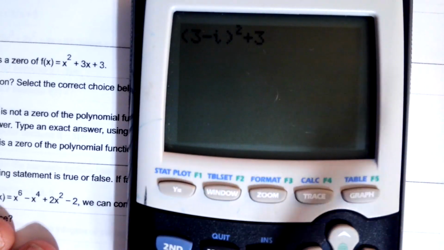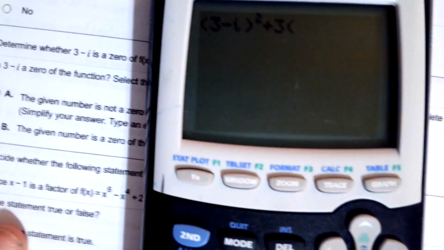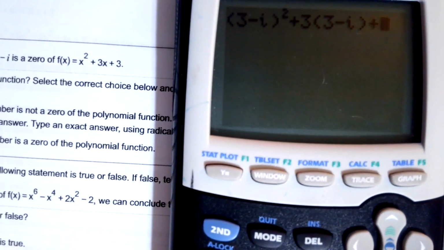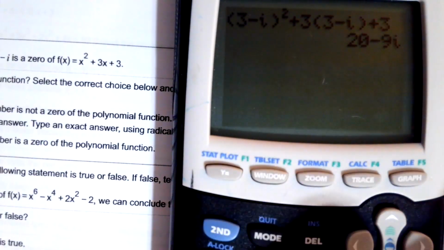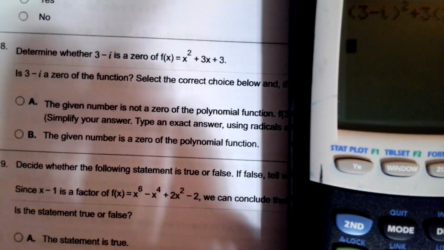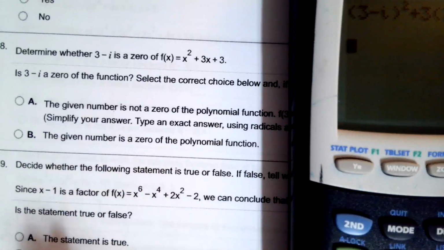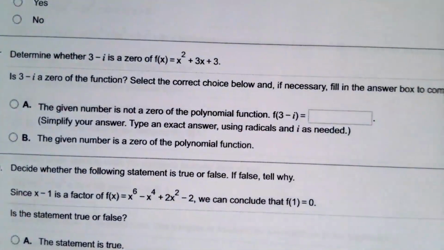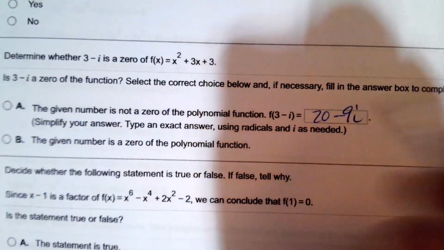plus 3 times 3 minus i, plus 3. It turns out that it's 20 minus 9i. So this is question number 18. And the answer for 18 is, the given number is not a 0, because when you plug it in, you get 20 minus 9i.